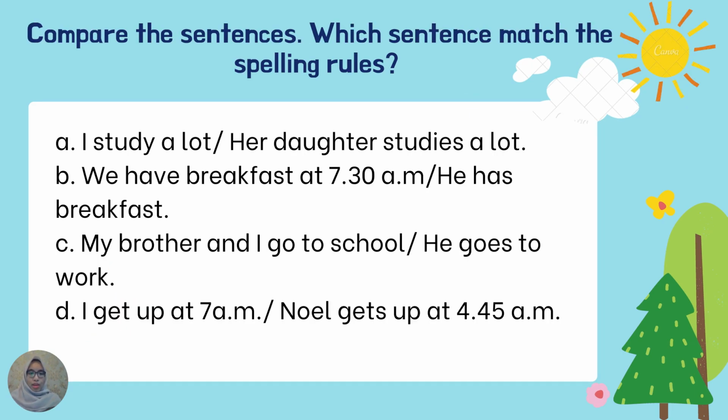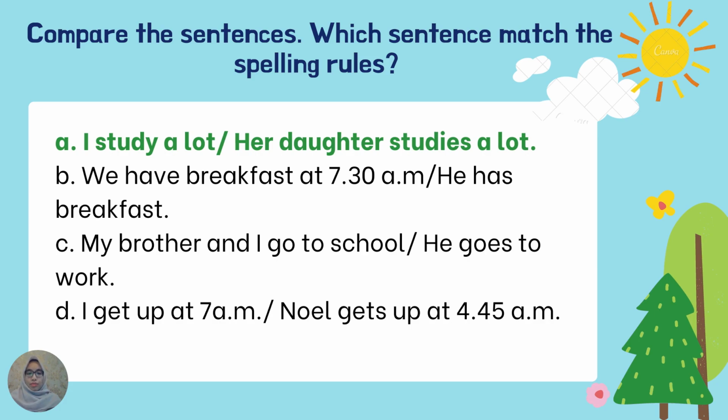So now compare the sentences again and decide which sentence matches the spelling rules. The answer is A. I study a lot. Her daughter studies a lot. So as we can see, the verb here is study and it ends with a consonant plus Y. So for the third person singular form, if we want to change the verb, we have to remove the Y and add IES. So it becomes studies.